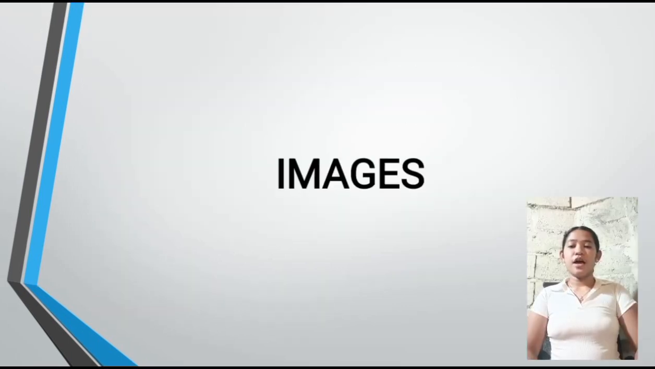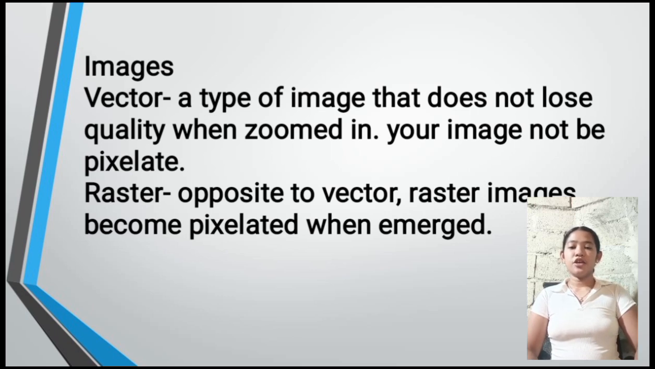Next is the image. An image is a visual representation of something, such as a person, object, scene, or idea. It can be created through photography, drawing, painting, digital graphics, or any other method that produces a picture. Images can be realistic or symbolic and are used to communicate information, emotions, or concepts.